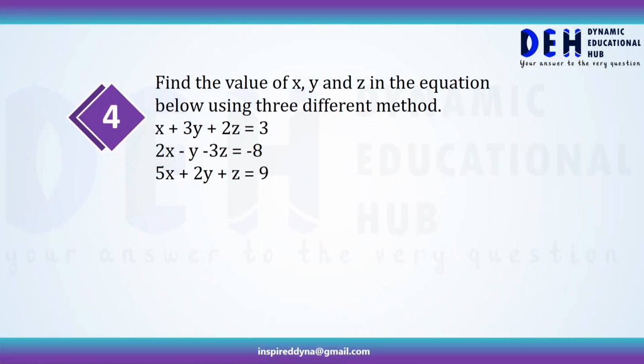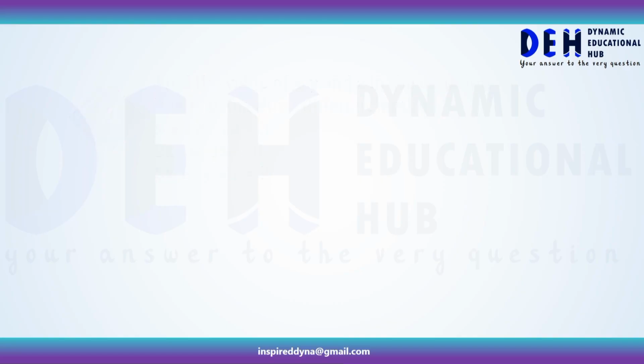The fourth question is: find the value of x, y, and z in the equation below using 3 different methods. So we have x plus 3y plus 2z is equal to 3, 2x minus y minus 3z is equal to minus 8, 5x plus 2y plus z is equal to 9. This is a simultaneous equation involving 3 unknowns, so we want to use 3 different methods. So the first method we are going to use is determinant. So let's have the solution.